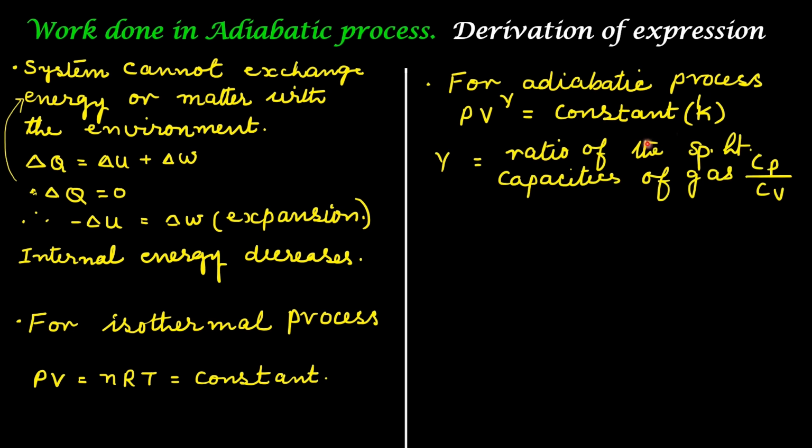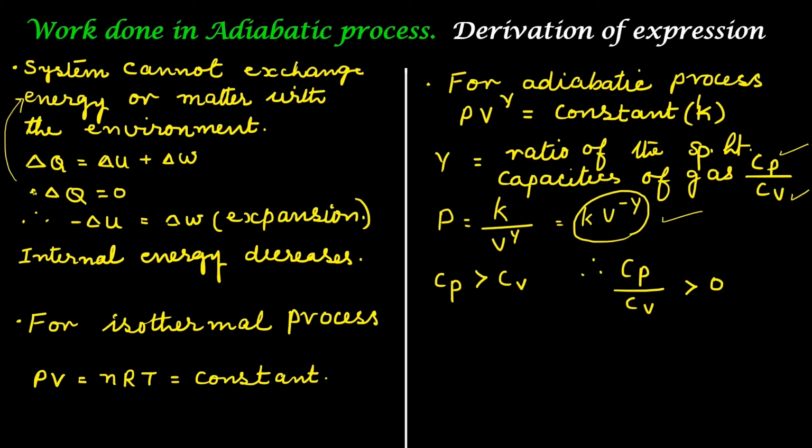What is this gamma? It is the ratio of the specific heat capacity of gas, Cp by Cv. We have already learnt that gases have two specific heat capacities. One is at constant pressure and the other is at constant volume. These are the two. So from this equation, we can get the expression for P. For an ideal gas, P is equal to K by V raised to gamma, which can also be written as K V raised to negative gamma. We will need this for the derivation. So keep it in mind.